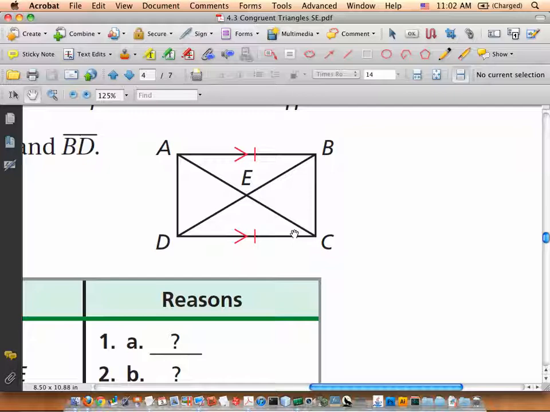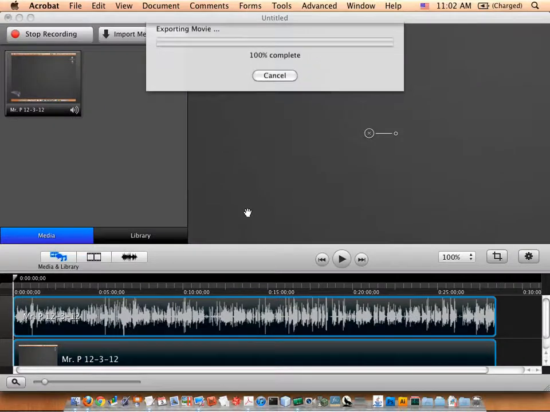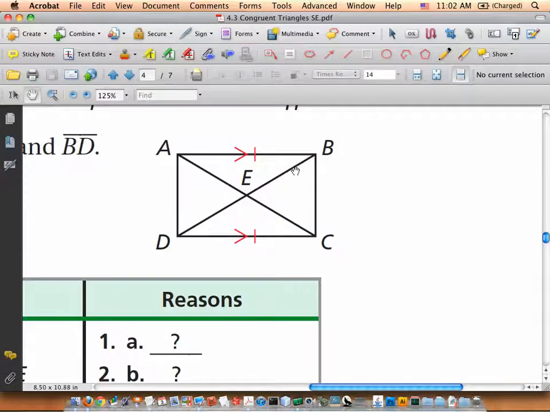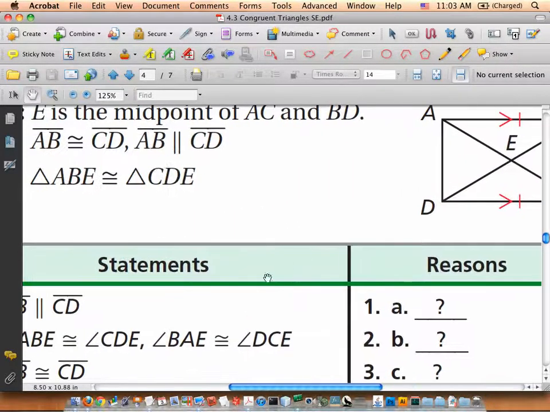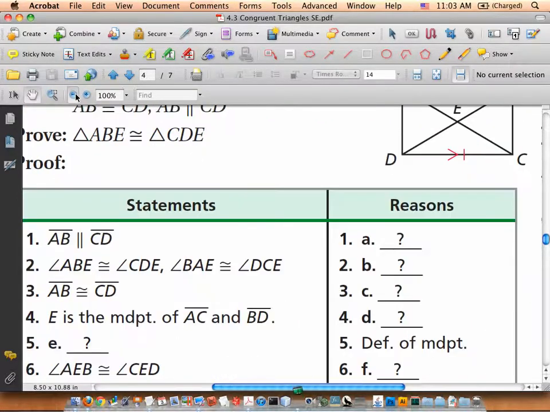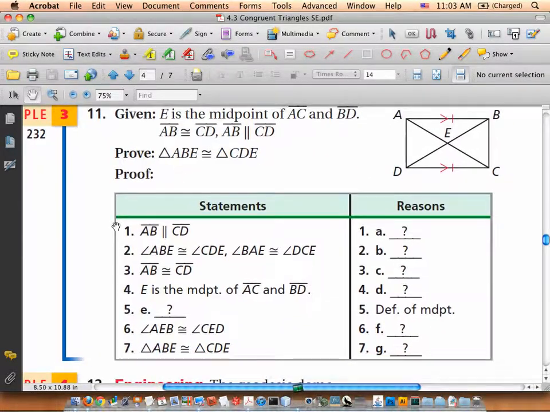What's the other pair? EDC and EB. You got it. EDC is congruent to ABE. That's the alternate interior angle theorem. And so now we have all the interior angles corresponding, angles congruent, so the two triangles have to be congruent to each other. All right, so let's just now fill in the proof.